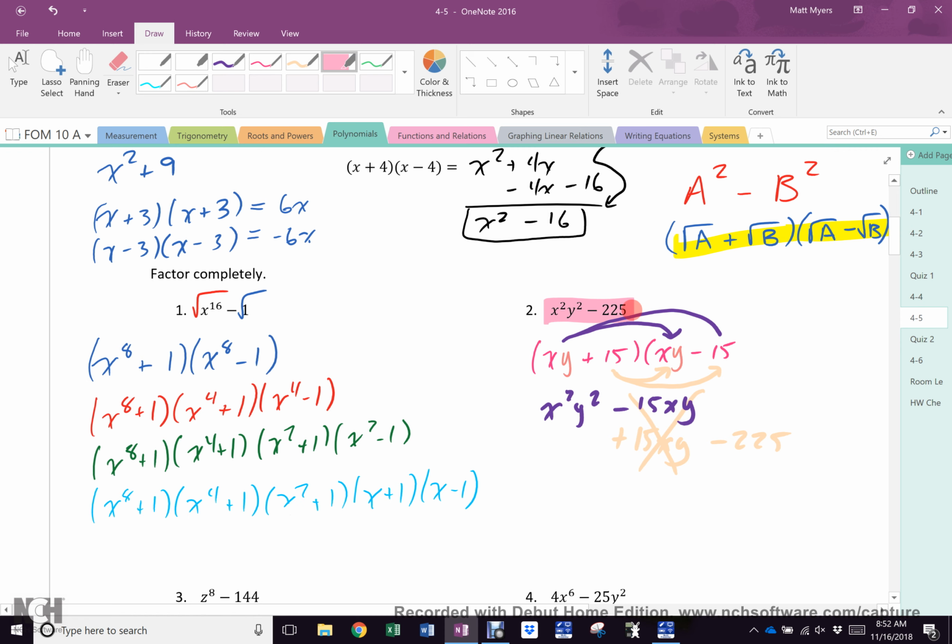Do you ever need to worry if you've done it right? No, because you can expand it. If it doesn't expand to that, then you have to worry. Everybody good? All right. Tell me what's different about 3.